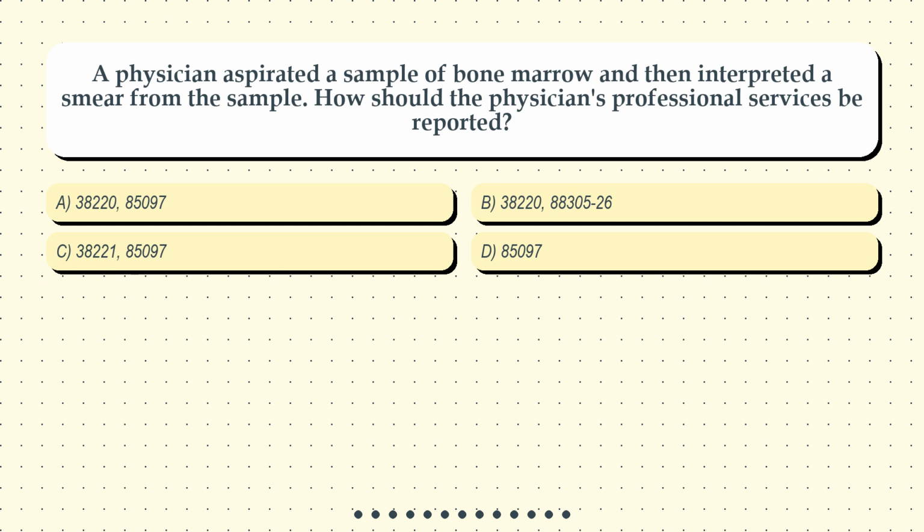Question 9. A physician aspirated a sample of bone marrow and then interpreted a smear from the sample. How should the physician's professional services be reported?